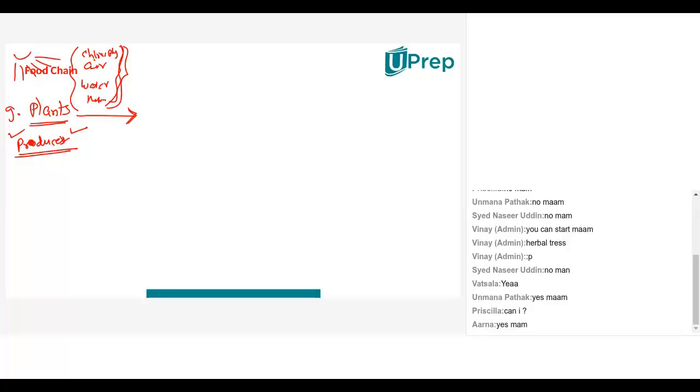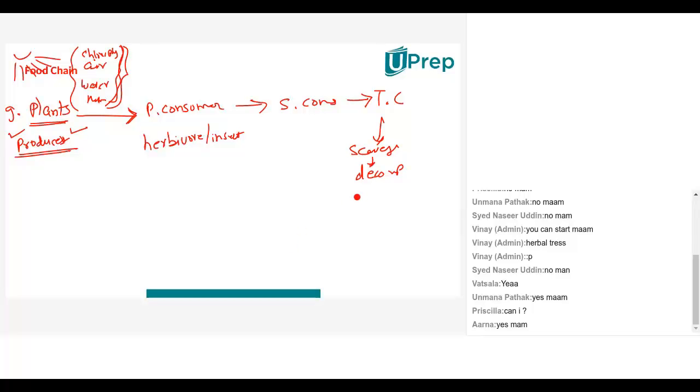Correct? So basically plants will always be a producer, and there will be a herbivore or an insect which will eat these plants. This is known as a primary consumer. And then there will be a secondary consumer, and then a tertiary consumer, right? Then there will be a decomposer. In between there will be a scavenger basically. There will be a decomposer, and once it turns into soil, that is inorganic material, it will again go back to the plant. Right? So this is the food chain.